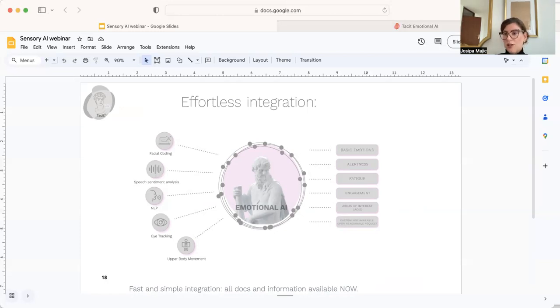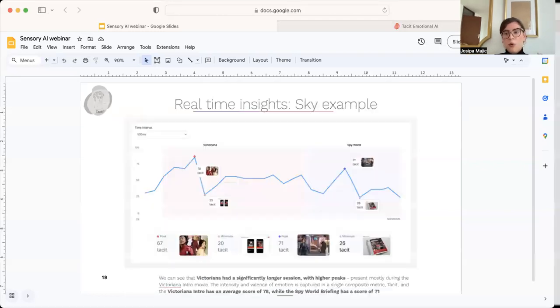All the documents and information are available now, some at our website, some we can send later via a link through an email. Inputs such as facial coding, speech sentiment analysis, natural language processing of the transcripts that you're saying, eye tracking, upper body movement, and also anything such as EEG, ECG, can be translated to a range of customized metrics. Some of those metrics are basic emotions, alertness, fatigue, engagement levels, areas of interest, so where are people looking on the screen, and any custom-made KPIs that are available upon reasonable request.